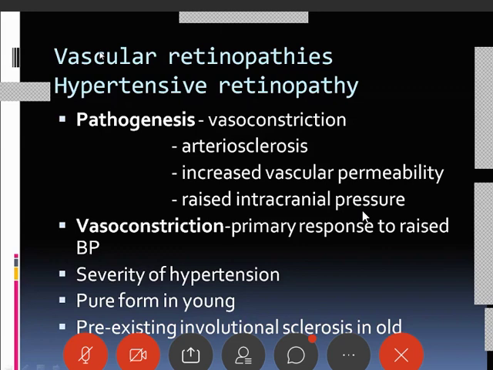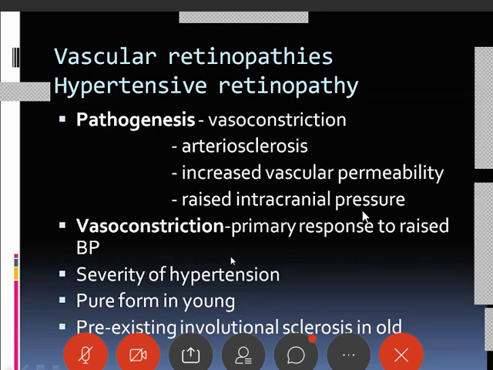Then coming to the pathogenesis of hypertensive retinopathy. The first one being vasoconstriction, and the next one is arteriosclerosis, and then increased vascular permeability, and then raised intracranial pressure.